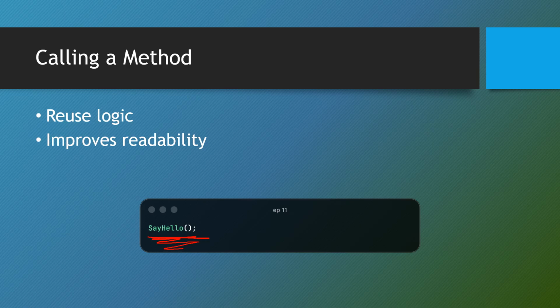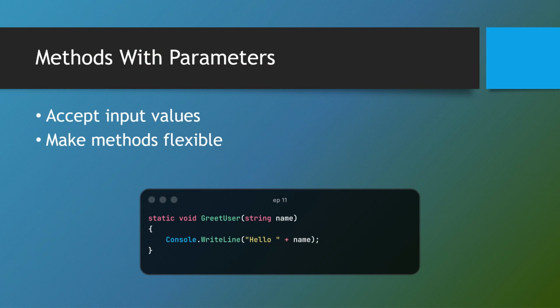Methods with parameters, making them flexible. Parameters allow you to send data into a method. Instead of hard-coding values, the method receives them dynamically. Each parameter has a data type and a name. Inside the method, parameters behave like normal variables. This allows the same method to work with different values every time it's called.